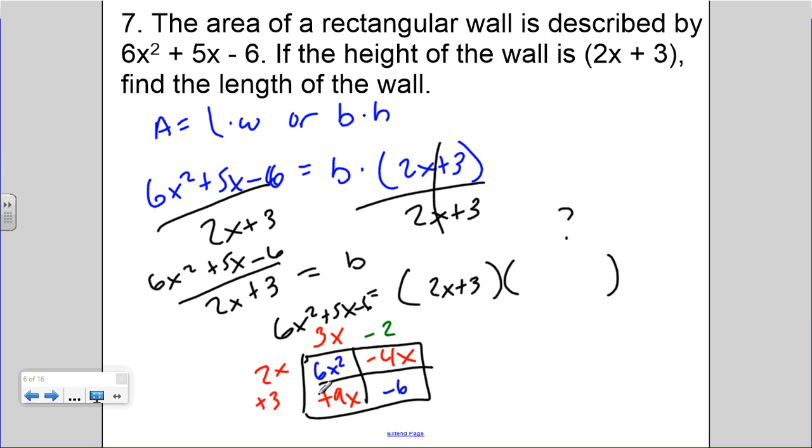So let's see if it makes sense. 2x times 3x is 6x squared. 2x times negative 2 is negative 4x. 3 times 3x, positive 9x. Positive 3 times negative 2 is negative 6. So yes, the length of the wall is 3x minus 2.